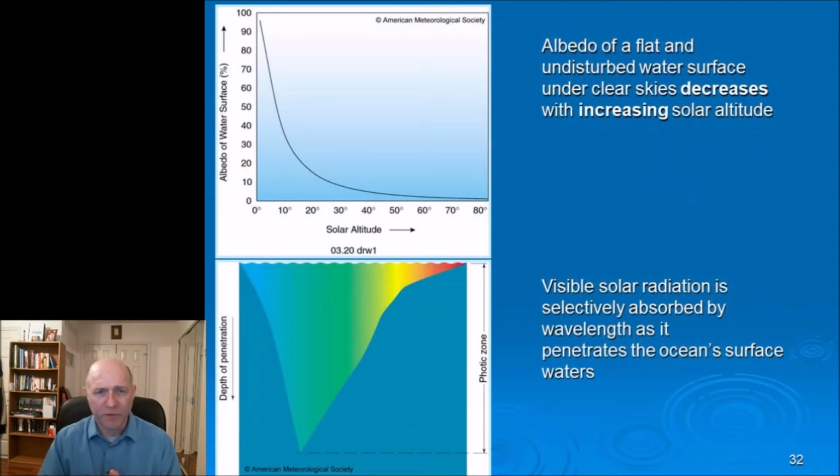Here's another version of that on the bottom. So the reds, oranges, and yellows are absorbed fairly high up, and the blues and greens can penetrate a lot deeper into the ocean before they are absorbed. The top one there shows the albedo of a flat and undisturbed water surface, something without waves, under clear skies. So as the solar altitude increases, all right, the albedo of a flat surface decreases.